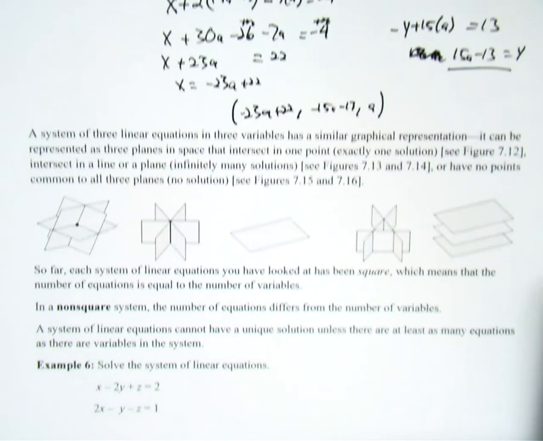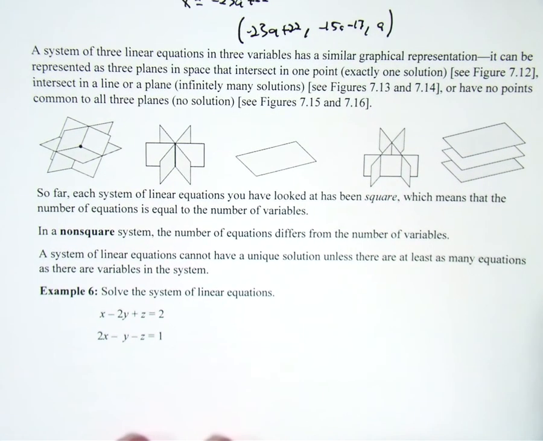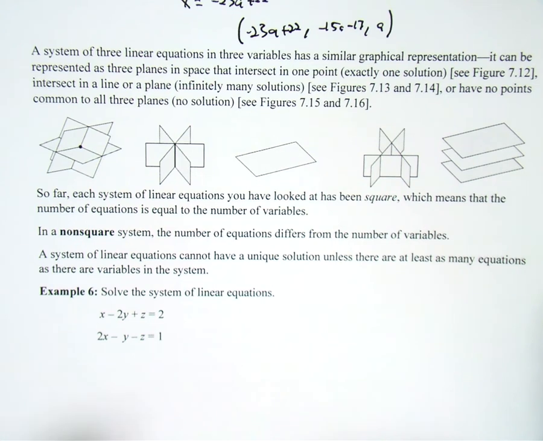So far, each system of linear equations you've looked at has been a square, which means the number of equations is equal to the number of variables. In a non-square system, the number of equations differs from the number of variables. A system of linear equations cannot have a unique solution unless there are at least as many equations as there are variables in the system.